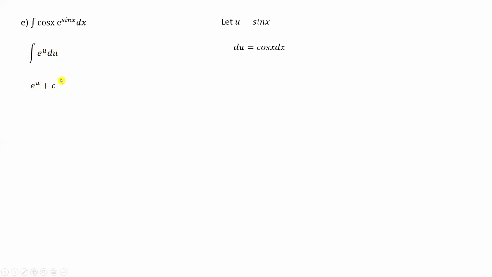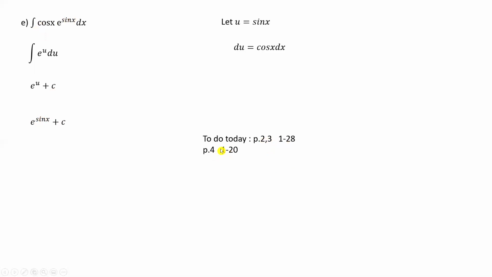And then what did u stand for? U stood for sine x. Check it by taking a derivative. Remember the e rules, you write down exactly what you started with, and then the derivative of the exponent. Seemed to work. Okay, spend lots and lots of time on this today. You need practice. This is the most important integration rule. And then when you're done, more practice.